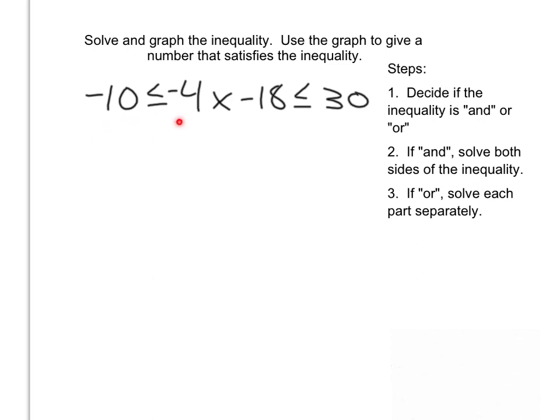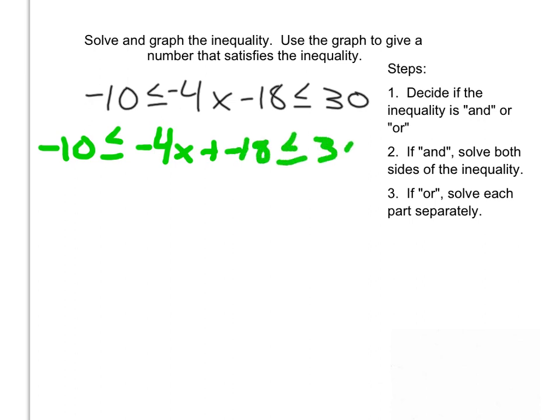Let's pretend that this inequality right here was the only one we had. The first thing we would do is solve this inequality. Well, first is we would change it to addition, correct? So the first thing we're going to do is change this inequality to addition. So we have negative 4x plus negative 18 is less than or equal to 30.